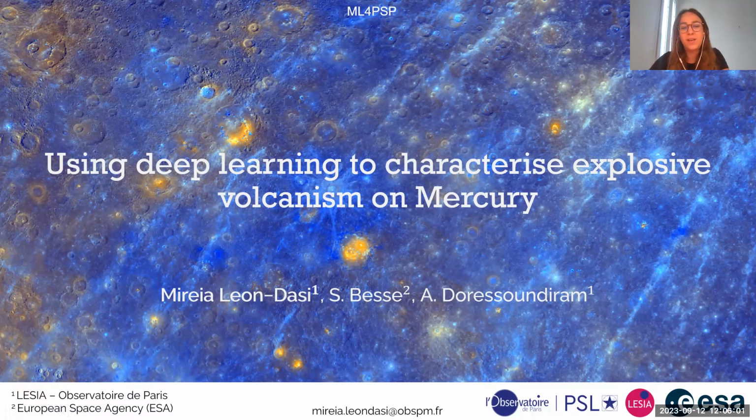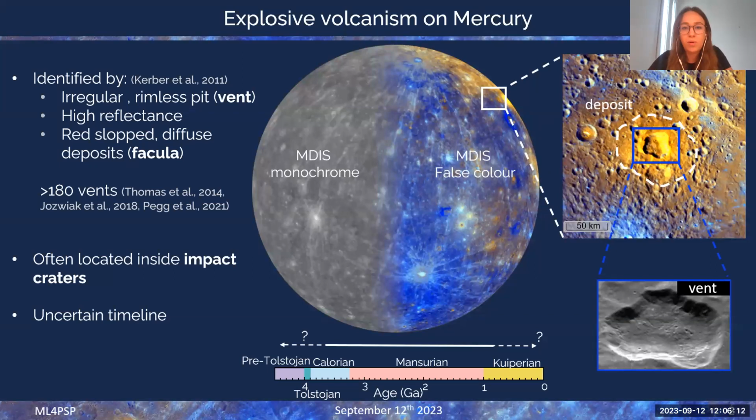So yeah, I will start. I will explain today my project on using deep learning to characterize explosive volcanism on Mercury. So let's get started. For those of you who are not familiar with Mercury, we see here at the center of the slide an image of the planet as seen by the MESSENGER mission.